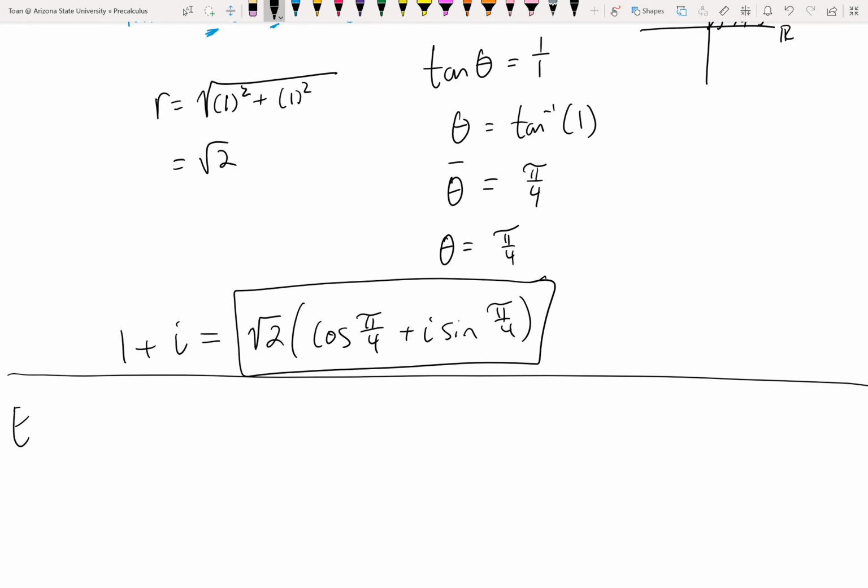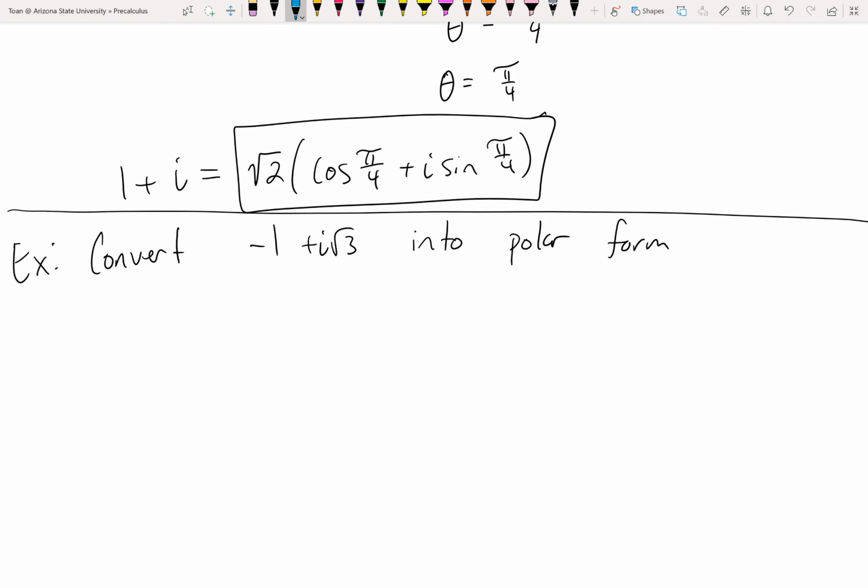So let's get away from the first quadrant. Let's do something a bit more interesting. Let's say I wanted to convert, I don't know, negative 1 plus radical 3 i into polar form. So again, to convert into polar form, we need to know what polar form is. It's r cosine theta plus i sine theta. So we need to figure out what r is, and we need to figure out what theta is. In this particular problem, a is negative 1, b is radical 3.